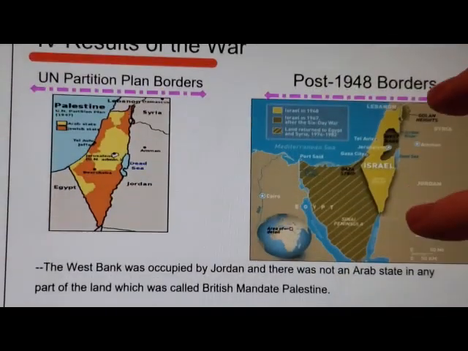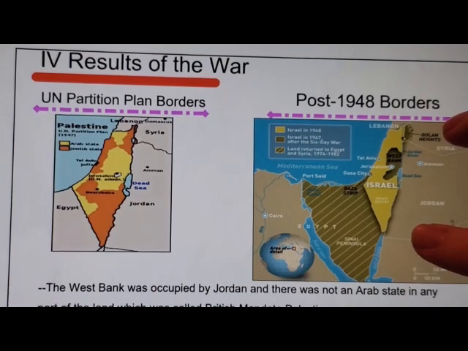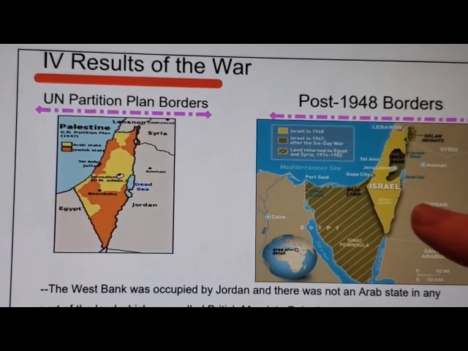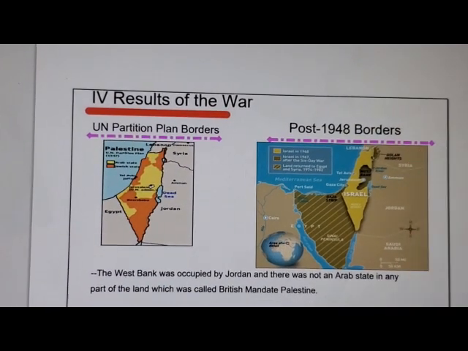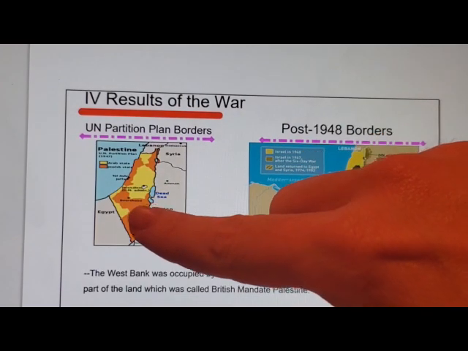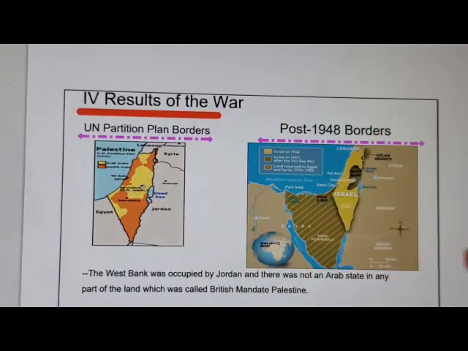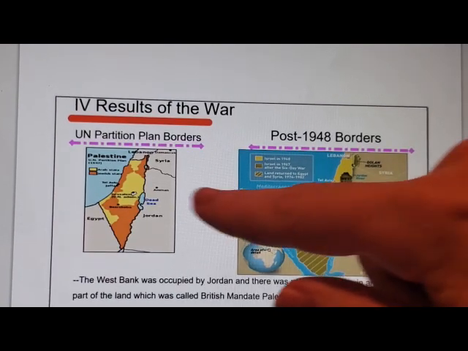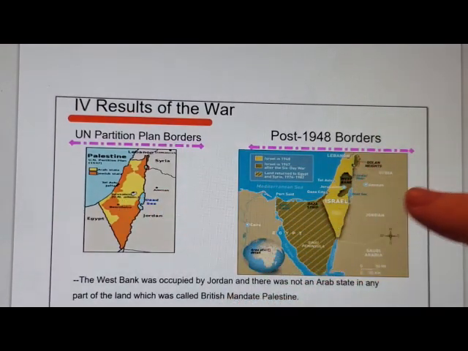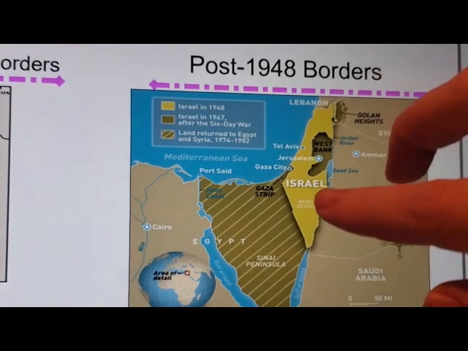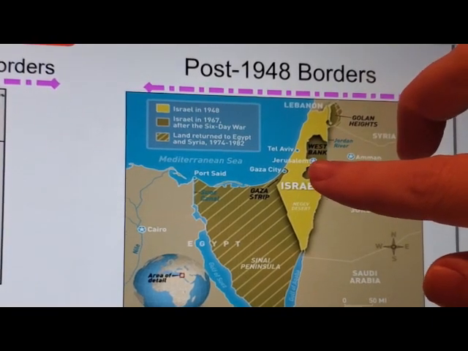Next, I just want to quickly talk about the results of the war. So according to the UN Partition Plan, it was supposed to be half Arabic, half Jewish. But because the Arabs attacked and they lost, almost all of this land that was called Palestine, that was supposed to be half Arabic, half Jewish, most of it becomes a Jewish state called Israel, which you see in the yellow here.